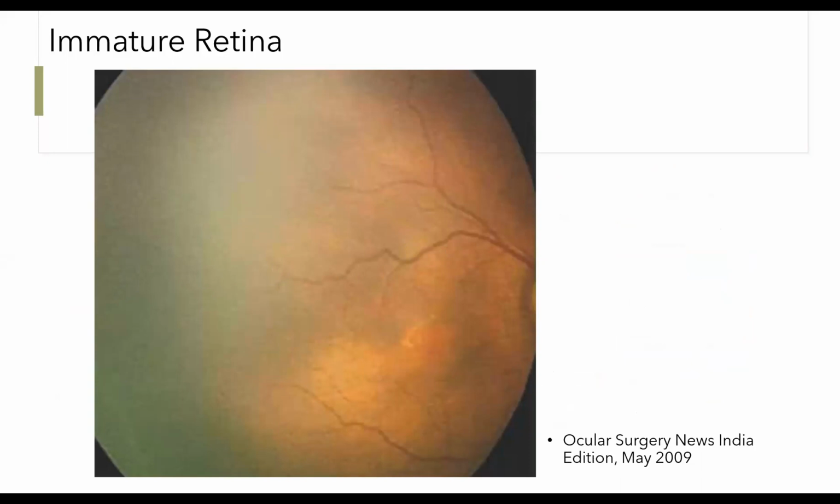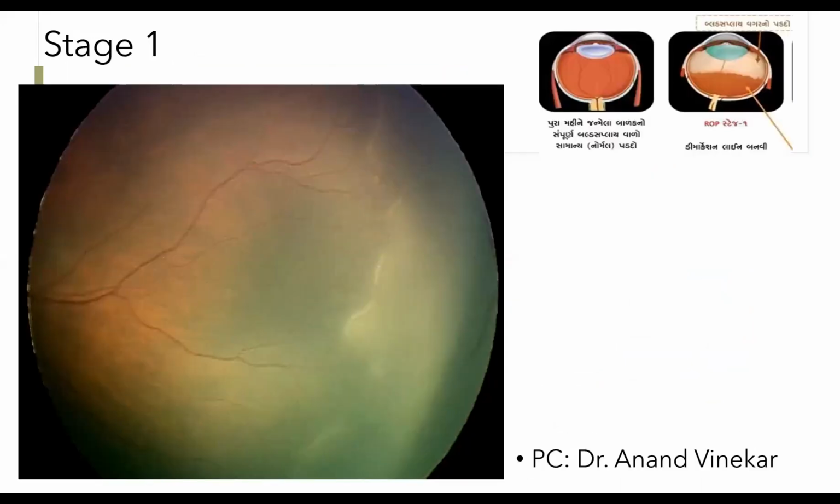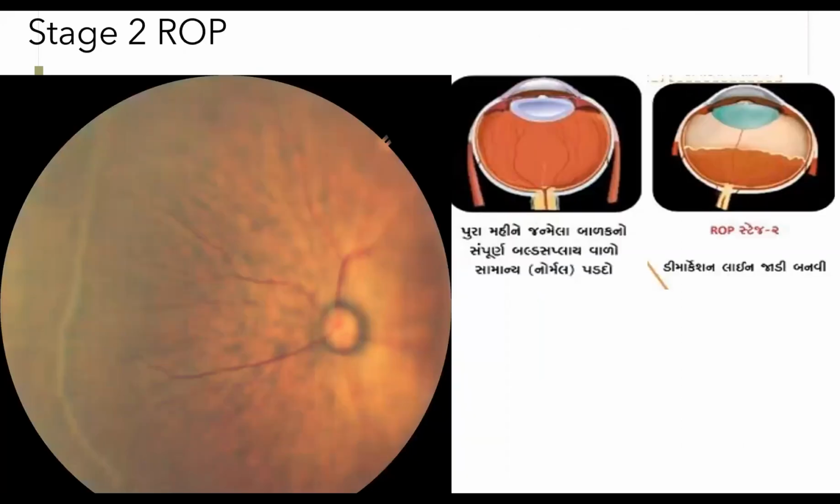But when there is an abnormality, there will be development of a stage. There will be a line known as stage 1. A demarcation line is formed between the vascular and the avascular retina. This is called stage 1. This line doesn't have a width or a height. When it develops a height, this is known as stage 2. You get a ridge there.